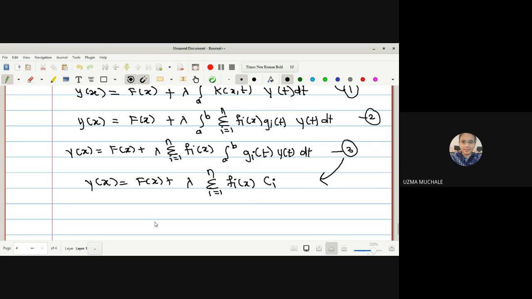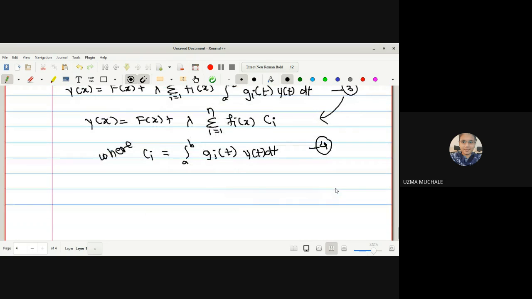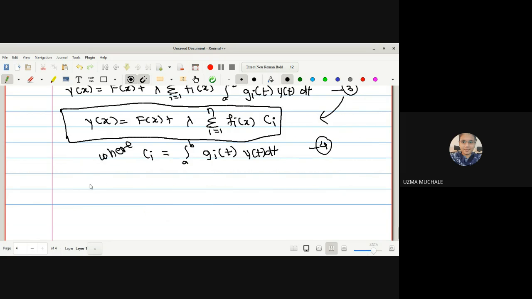You can name this as 3 only, and what is the value of ci? It is integration a to b gi of t y of t dt. This is what the value of ci is. Now let me name this as equation 4. Correct. Now what is the method we have applied for the last one? We have multiplied g1, g2, g3 for this equation. For every step we have to multiply by g1, g2, g3 and we have to apply the integration within the limits a to b.